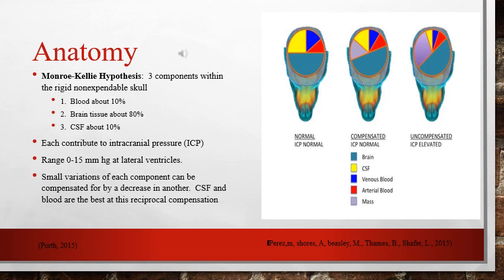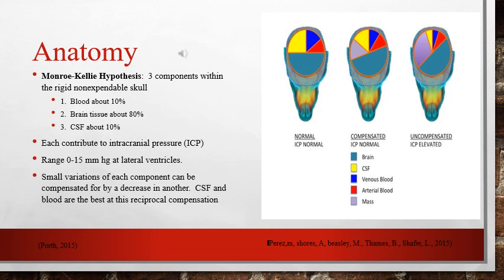So you can see here in the second area that there's compensated ICP remaining normal. So you have the brain, you have the CSF, you've got the venous blood, and then the arterial blood, and then you have this purple area that's a mass. So something has given up a little bit of its space to accommodate that mass.